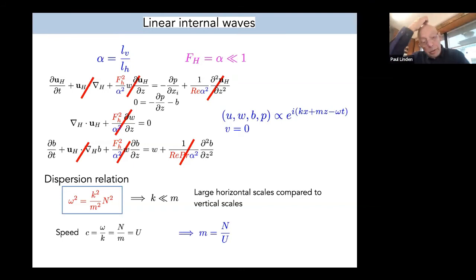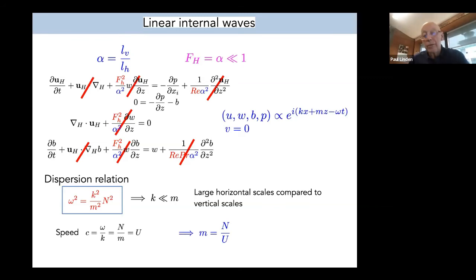Oh, yes, okay. So I'm not sure it does imply k is much less than m. The point is that if the scales are large compared with the vertical scales, then k is much less than m, and the frequency of these waves is then much less than the buoyancy frequency n. So I think my implies is back to front there.